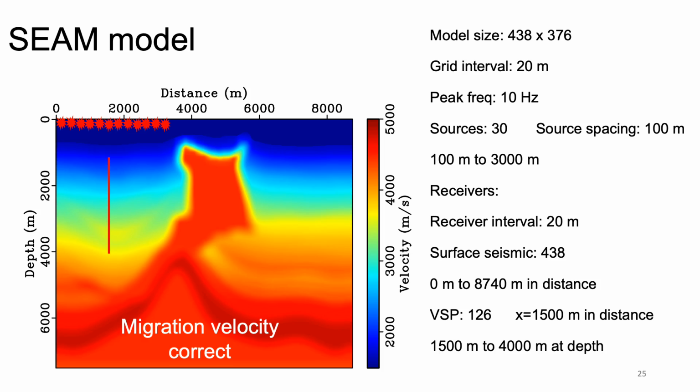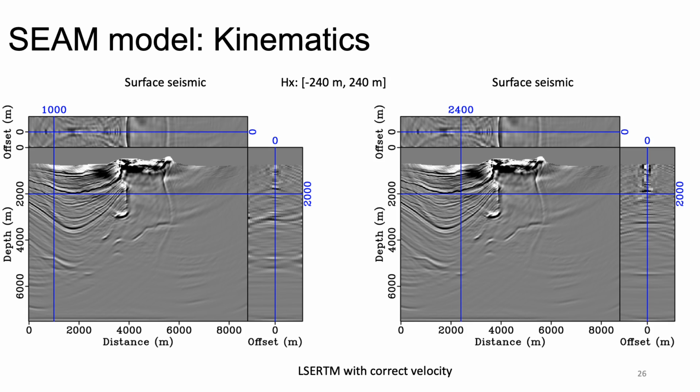We first perform LS-ERTM with the correct migration velocity model. It is built by smoothing the true velocity model with a 21-grid Gaussian smoother. These are the LS-ERTM results from surface seismic data. The subsurface offset range is from -240 meters to 240 meters. The front panels plot the images at h equals 0. The shallow parts are dominated by high amplitude low wave number noises caused by backscattered waves.